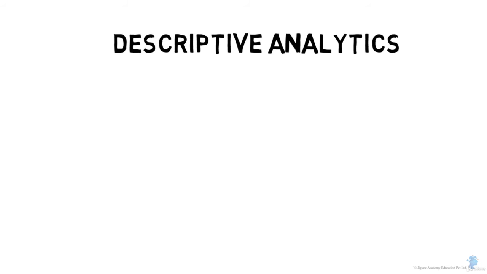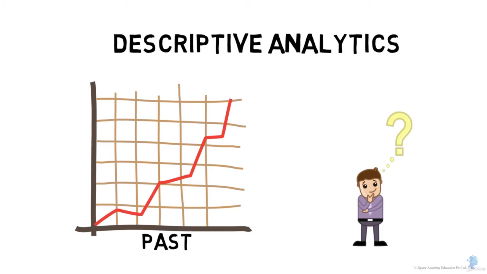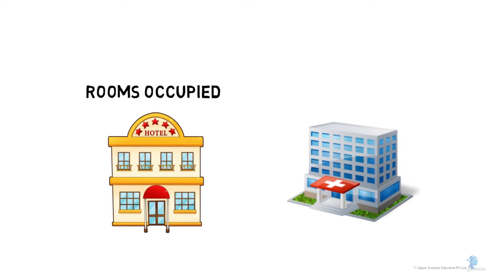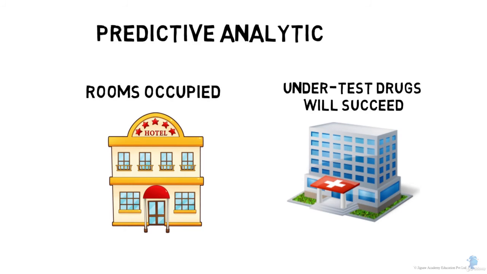While descriptive analytics is a very powerful tool, it still gives us information only about the past. Whereas in reality, most users' primary concern will always be the future. A hotel owner would want to predict how many of his rooms will be occupied next week. The CEO of a pharma company will want to know which of his under-test drugs is most likely to succeed. This is where predictive analytics is a lot more useful.